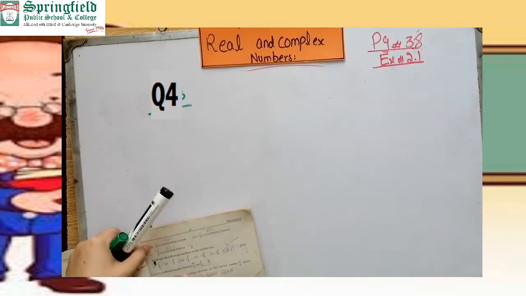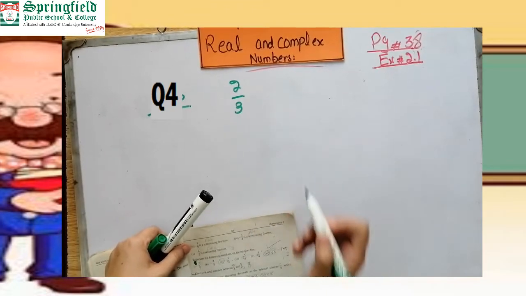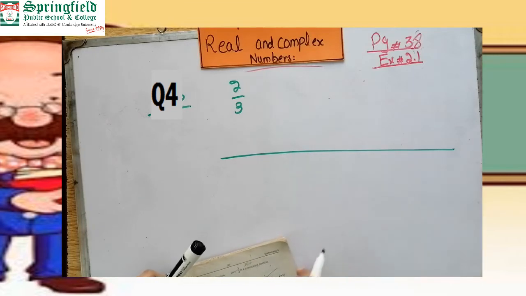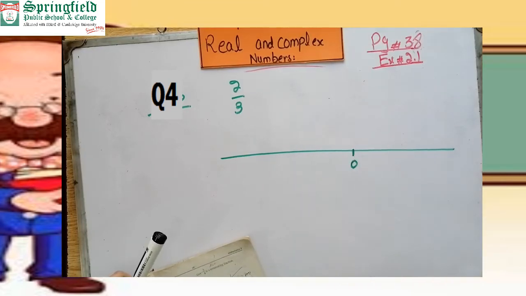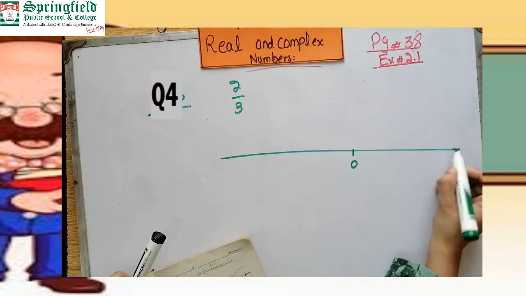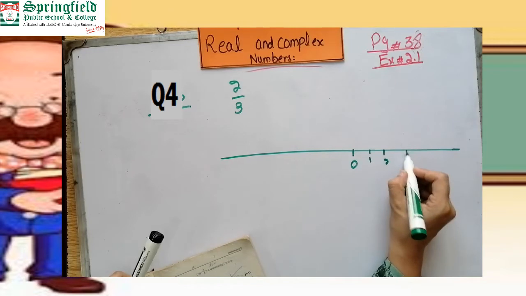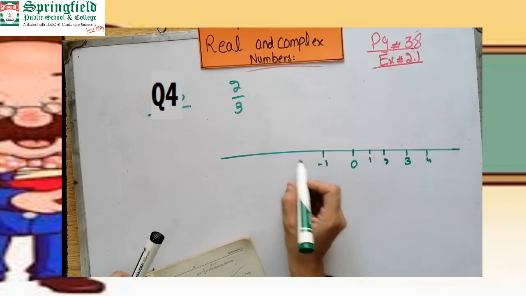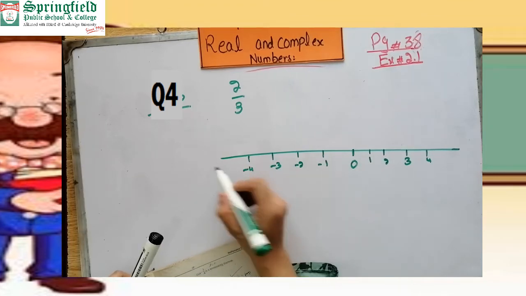They are saying to represent the following numbers on the number line. The number is 2 by 3. So how can we represent it on the number line? As we know, first draw a number line and write 0 in the middle of the line. Write the positive digits on the right side, 1, 2, 3 and 4 and so on, and the negative digits on the left side, -1, -2, -3, -4 and so on.